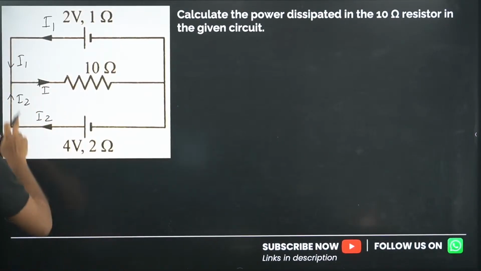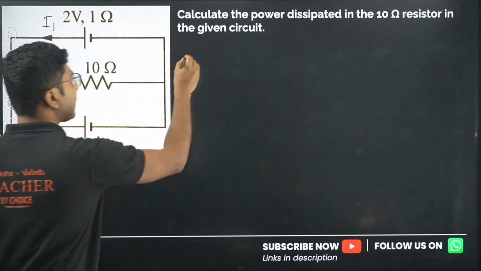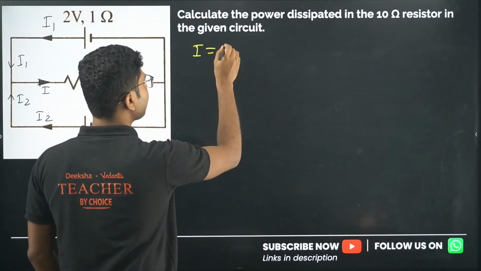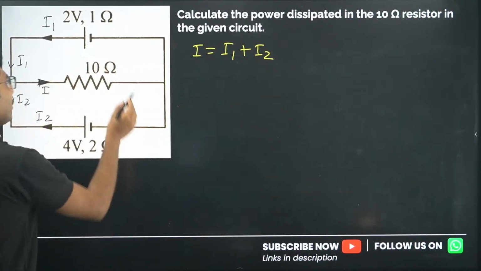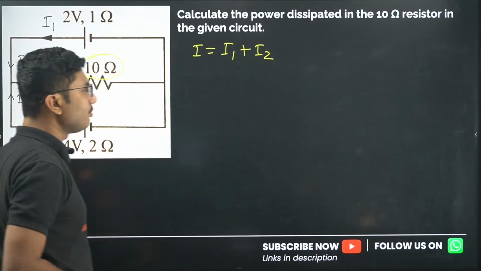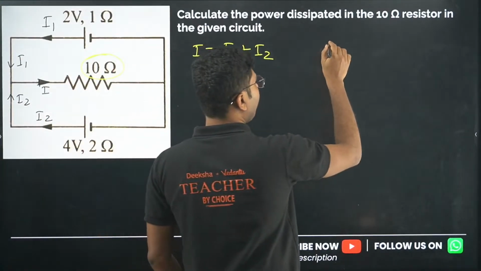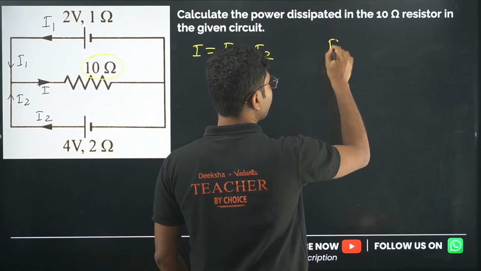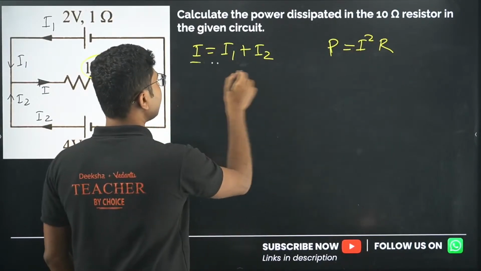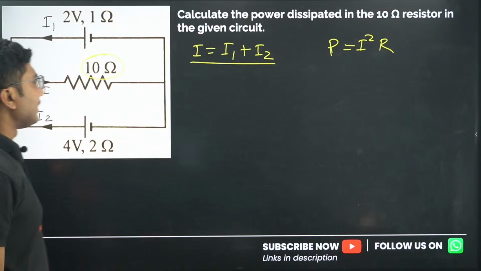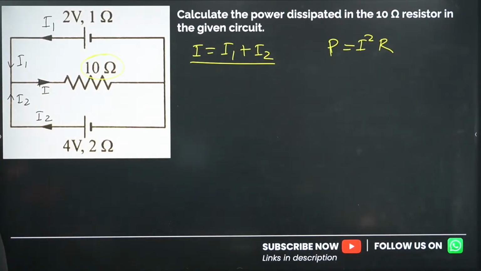Then from Kirchhoff's current law, we can say that I must be equal to I1 plus I2. And we are trying to find the power dissipated in this 10 ohm resistor. That means power dissipated must be equal to I squared R. So if we can somehow find this current I, we can find the power dissipated.